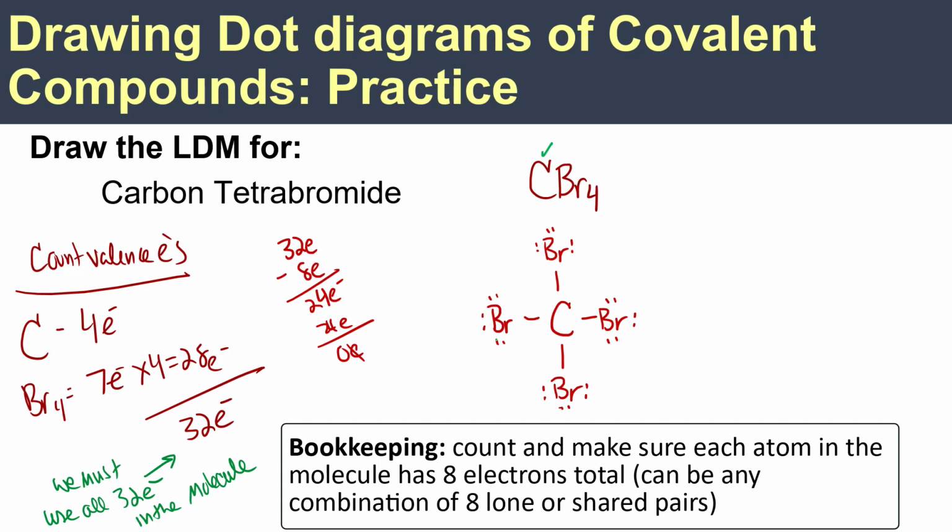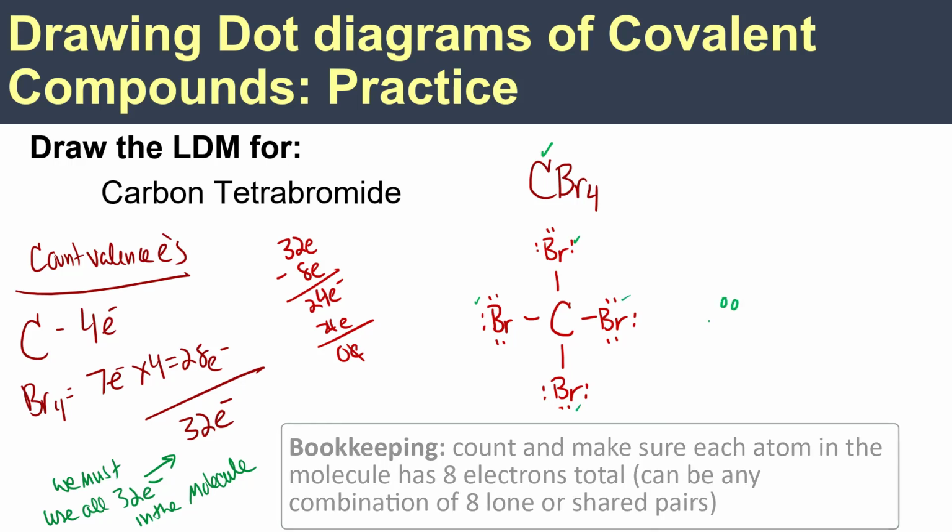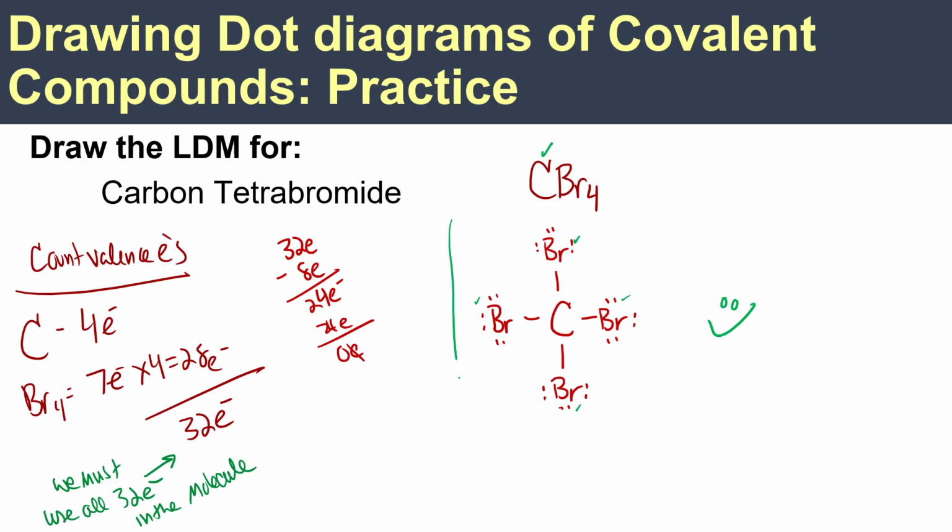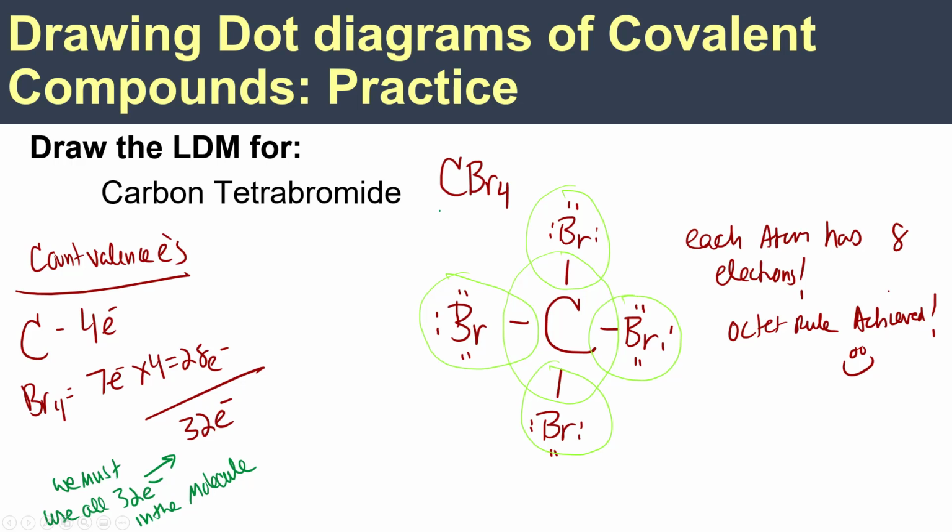Now let's look at the bromines. This bromine has a shared pair of electrons and 3 lone pairs for a total of 4 pairs of electrons. 4 times 2 is 8. He's good looking. The others each have 2, 4, 6, 8. They look good. And lo and behold, I have a completed Lewis dot model for carbon tetrabromide.